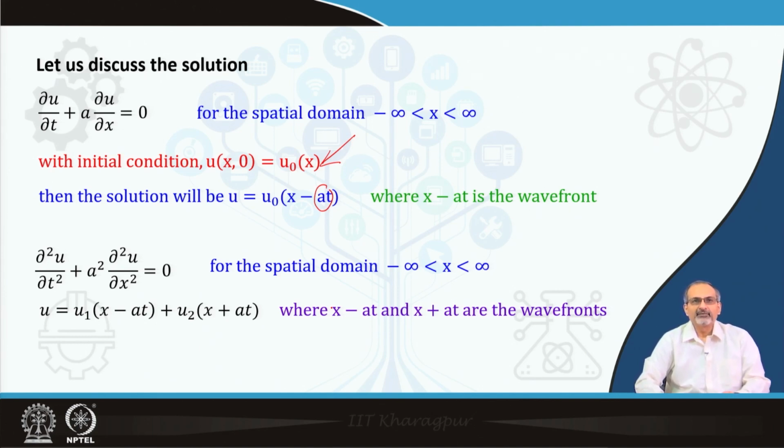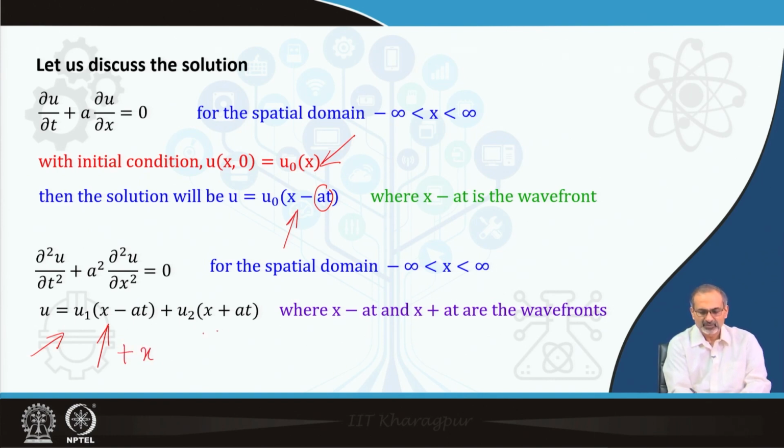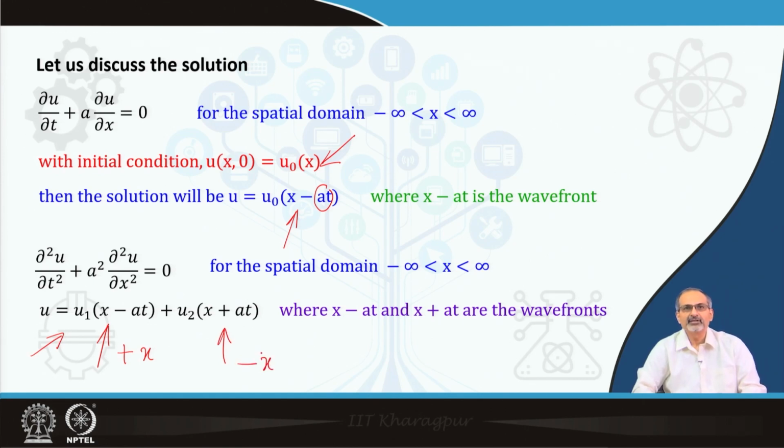The second order form of the same equation over the spatial domain minus infinity less than x less than infinity would be of this form, u equal to u 1 x minus a t plus u 2 x plus a t, where x minus a t and x plus a t again are the wave fronts propagating in the two directions. So, this is a form which you saw over here. This propagates to the positive x direction, while the other form propagates towards the negative x direction. So, this is the analytical solution of the linear wave equation in the first order and second order form.